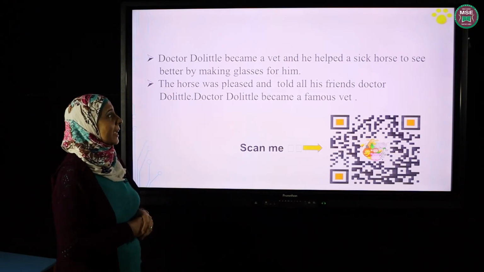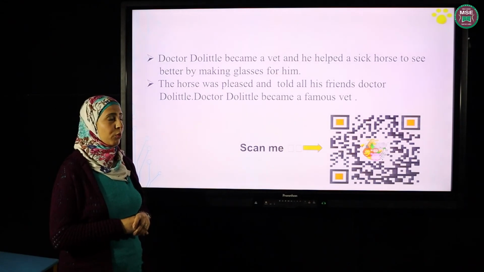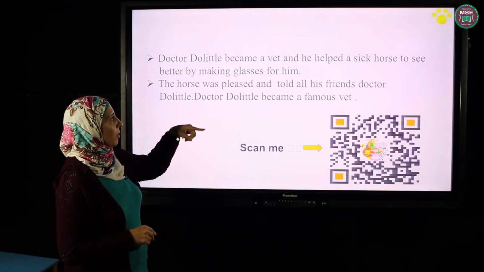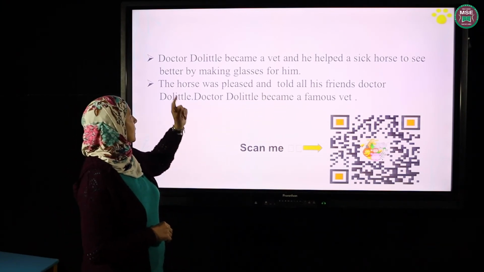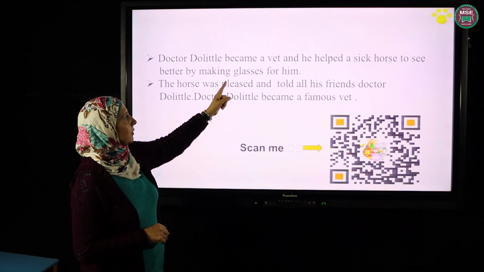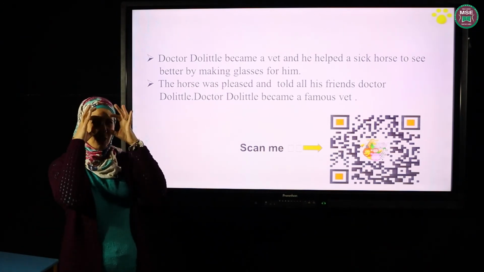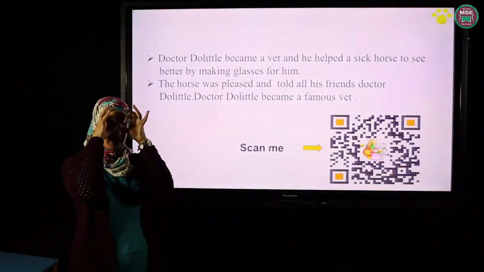Dr. Dolittle became a vet. Okay, this is good because he listened to the advice. He changed his career and he became a vet now. And he helped a sick horse to see better by making glasses for him. This horse was a poor one because he couldn't see well. Dr. Dolittle helped him by making eyeglasses.